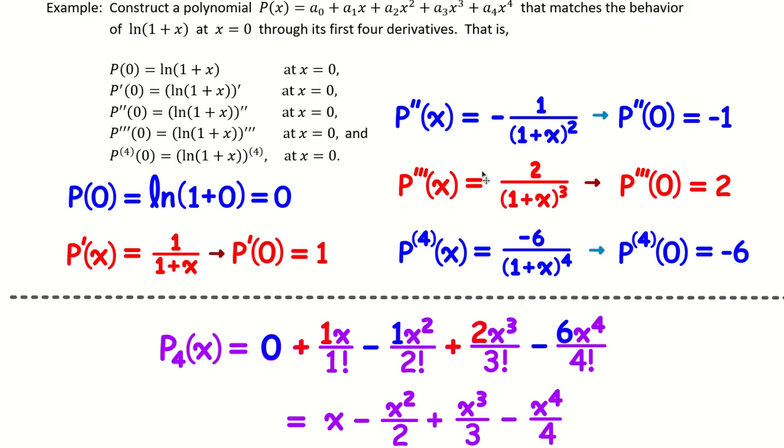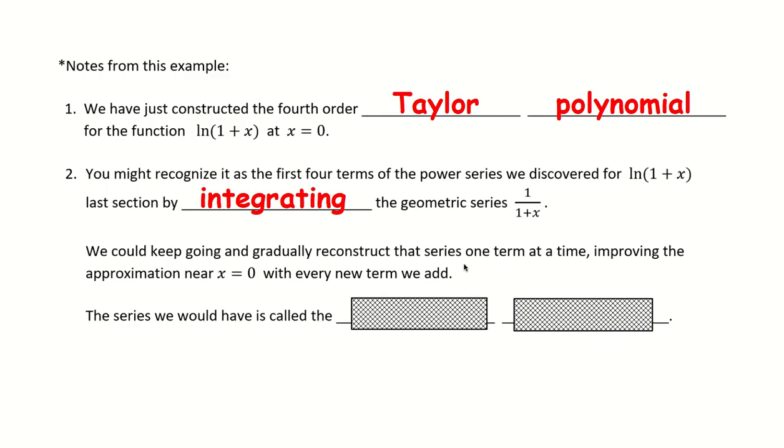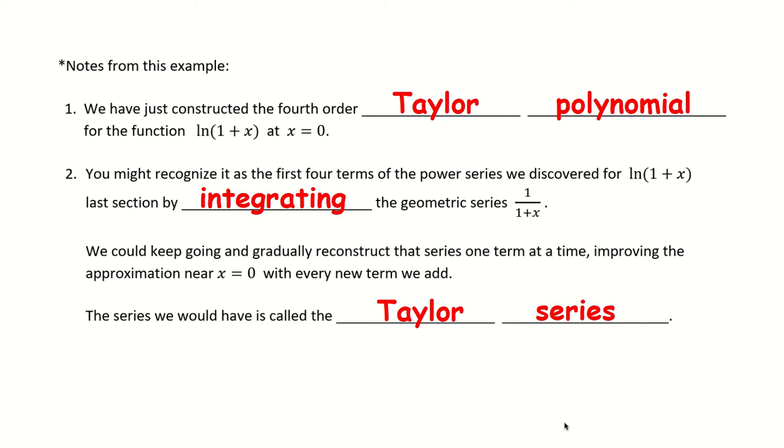Like we could have gone to the 5th power or the 6th power or the 7th power, or we could keep going to like the 50th power or the 1,000,000th power. And we could get closer and closer to having the Taylor series, like the infinite Taylor series. All right.